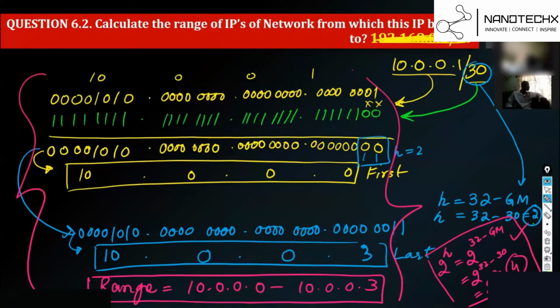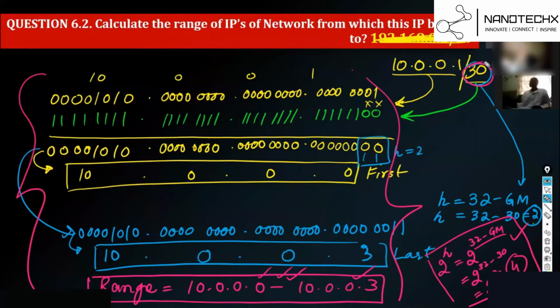This one tells us what those IP addresses are: first IP, second IP, third IP, fourth IP. But if we want to know only how many IP addresses there are, it's very simple: 2 raised to power 32 minus whatever number they have given you. That's all.